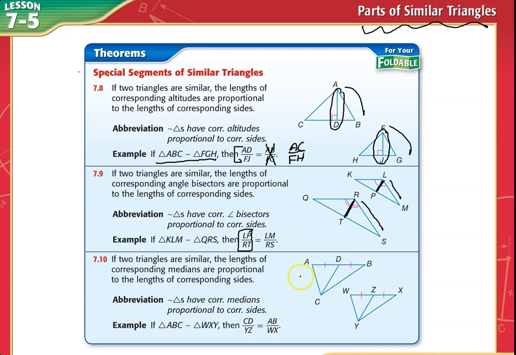7.10: if two triangles are similar, then the lengths of the corresponding medians are proportional. A median is from a vertex to the center, or bisects the opposite side. The lengths of these two medians of the similar triangles are in proportion with the side lengths, AB to WX. You don't have to use AB and WX; since they are similar, we could also say it's equal to AC over WY, and so on.